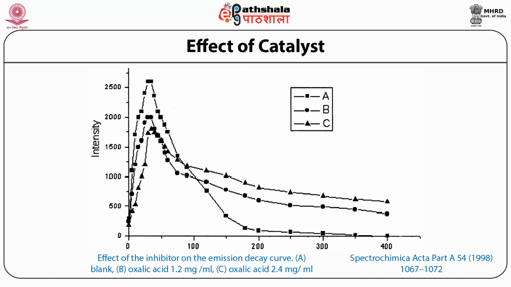The second is a reaction where oxalic acid has been added at 1.2 mg per ml, and the third is where oxalic acid has been added at 2.4 mg per ml. We can see the uncatalyzed reaction has high intensity but it decays fast, whereas the intensity in the other two cases where catalyst has been added is comparatively low, but the time of the effect is long.